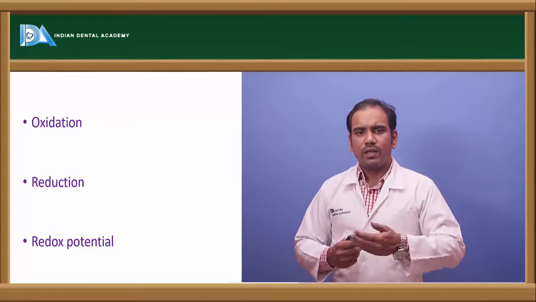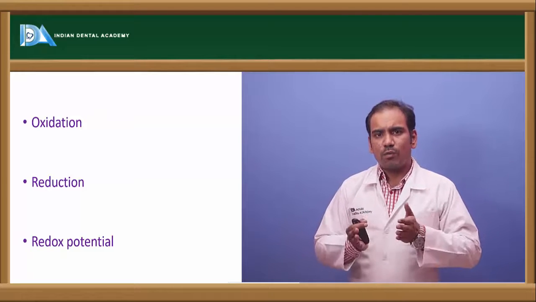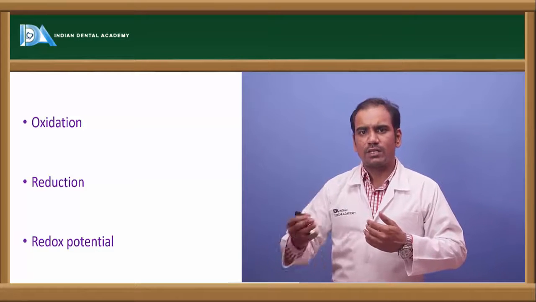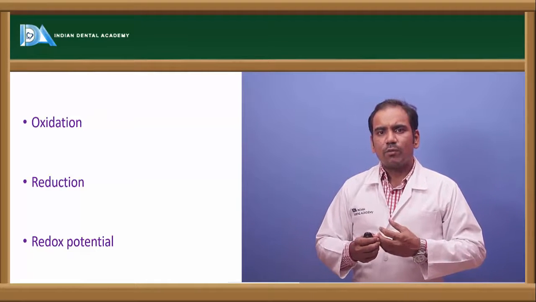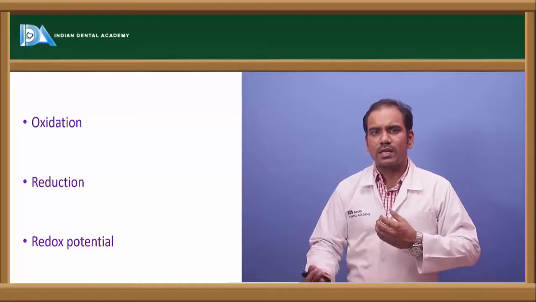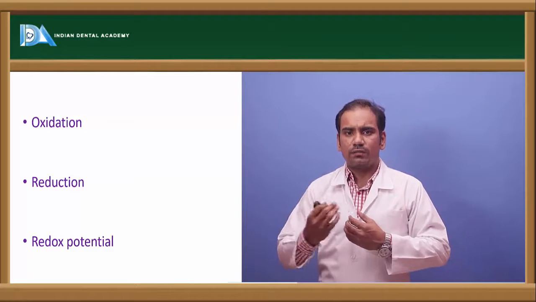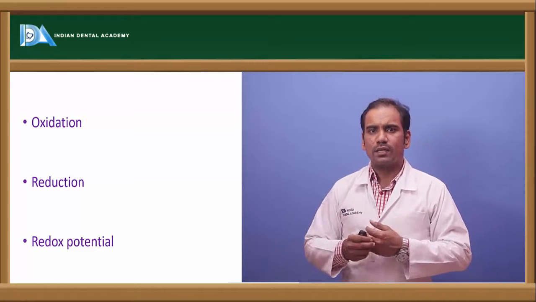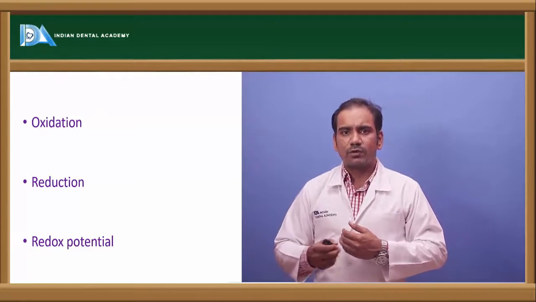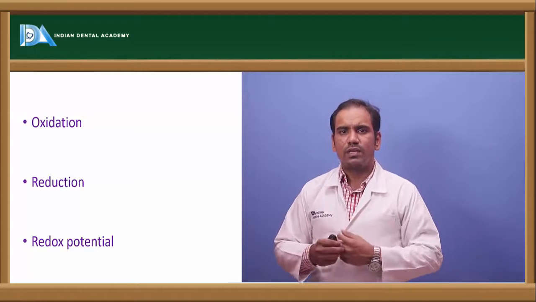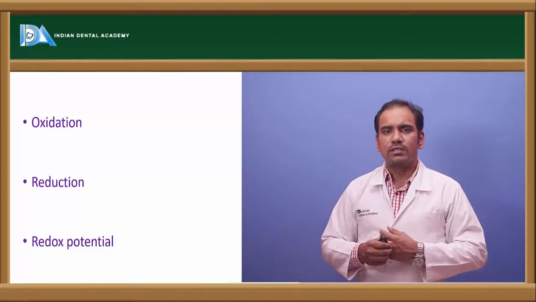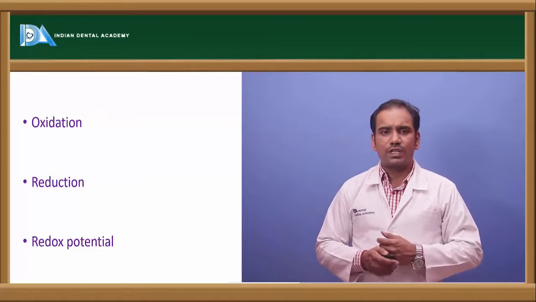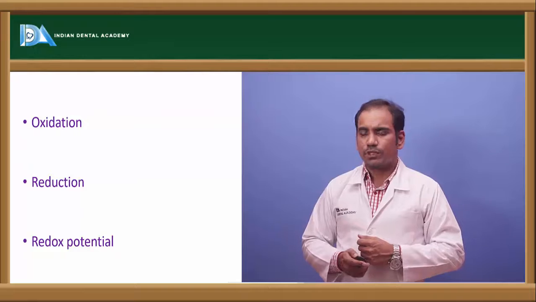When you say negative redox potential, the compound which has negative redox potential can donate electrons easily, right? When a compound has positive redox potential, it has a strong affinity for accepting electrons. So the one which can donate electrons easily has negative redox potential, and the one which accepts the electrons has positive redox potential. So this is about oxidation, reduction and redox potential.